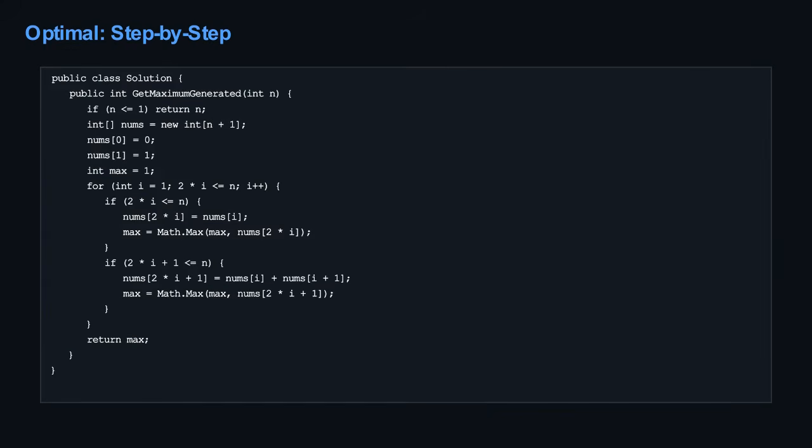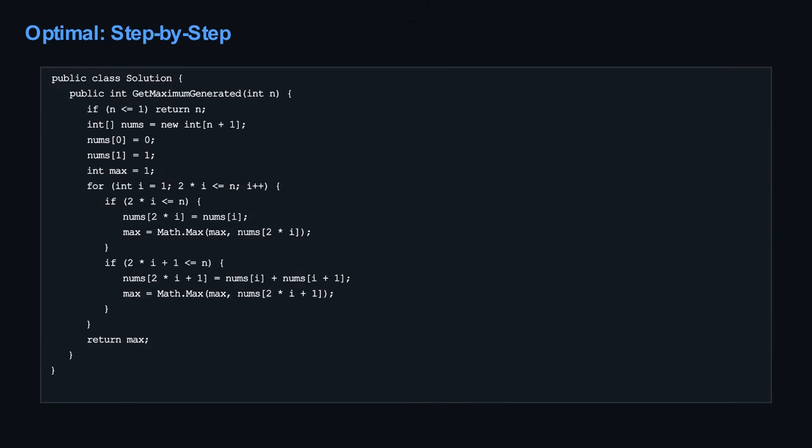Let's trace with n equals 7. Our array starts as 0, 1 and the rest empty. Max is 1. For i equals 1, 2 times i is 2. nums[2] becomes nums[1], which is 1. Max is still 1. 2 times i plus 1 is 3. nums[3] becomes nums[1] plus nums[2], which is 1 plus 1, so 2. Max updates to 2. For i equals 2, 2 times i is 4.